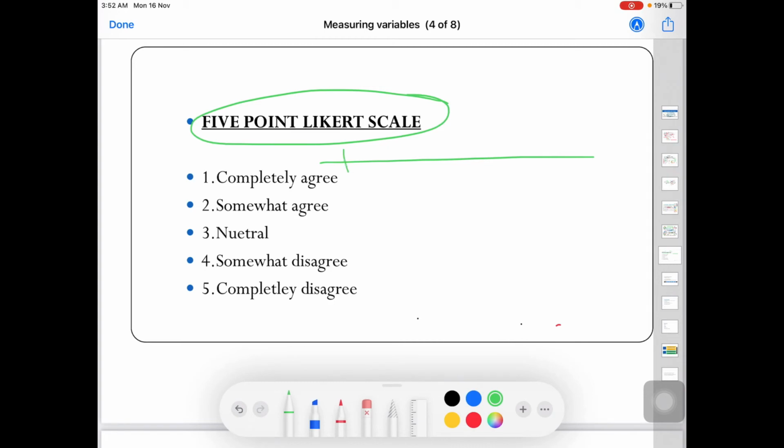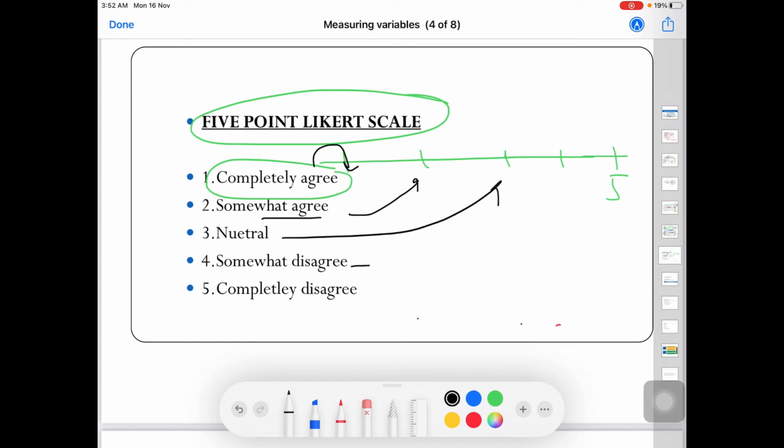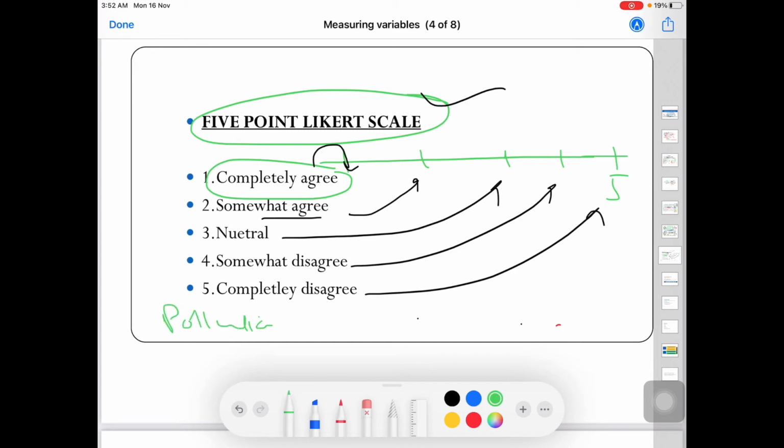So under this you have this scale marked 1, 2, 3, 4, then 5. So this completely agree can be at 1, somewhat agree can be at 2, similarly this, and similarly this. So this is Likert scale. For example, there is one statement that pollution is a major problem.